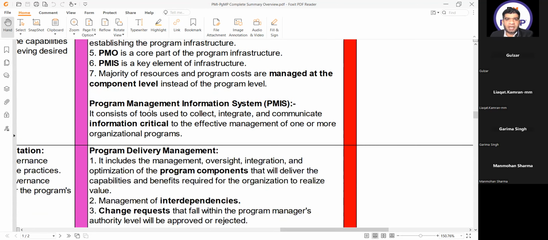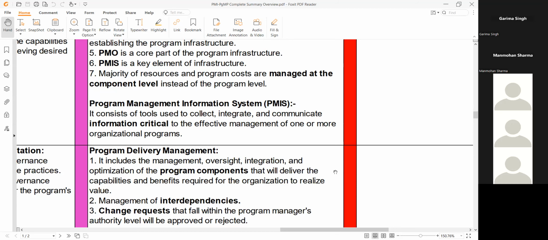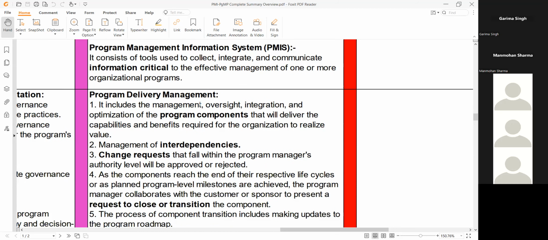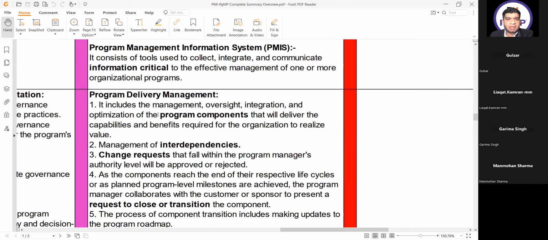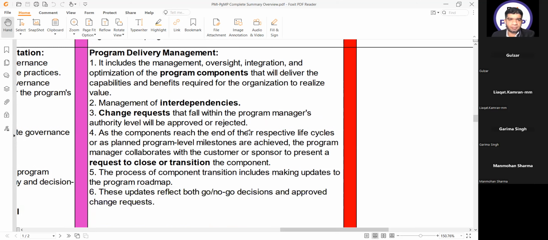Then what is Program Management Information System? It consists of tools used to collect, integrate, and communicate information critical to the effective management of one or more organizational programs. Then we have program delivery management. It includes the management, oversight, integration, and optimization of program components that will deliver the capabilities and benefits required for the organization to realize the value.